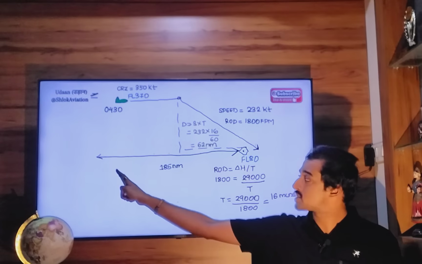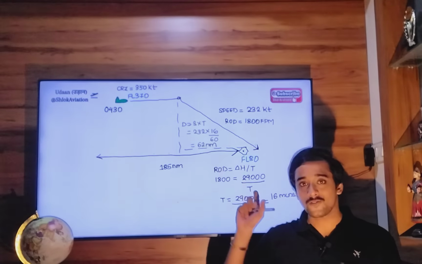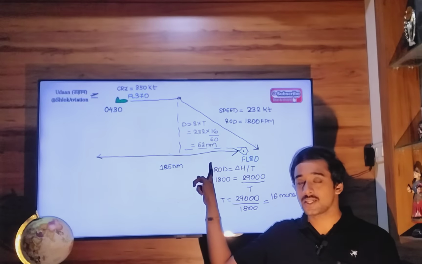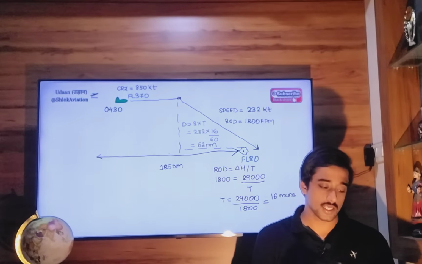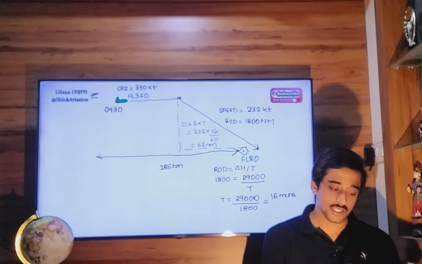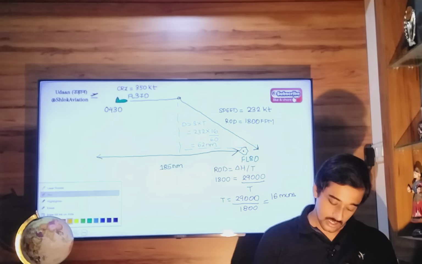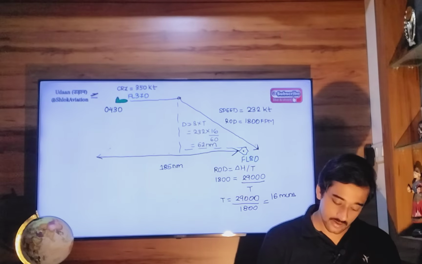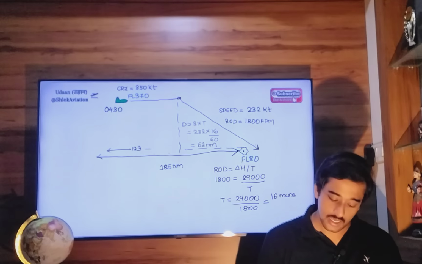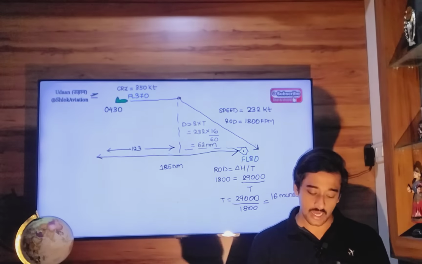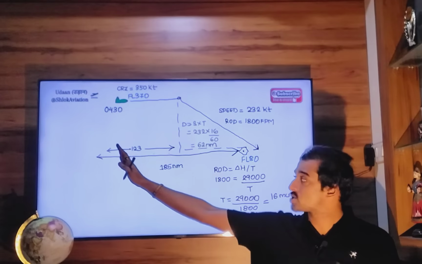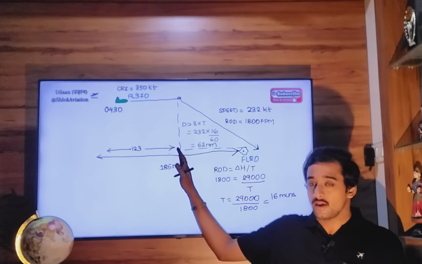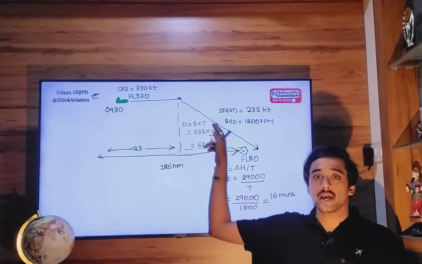Total horizontal distance is 185. Out of that 185, you are going to travel 62 miles in your descent. So what will be the remaining horizontal distance? 185 minus 62, that is 123. Correct? Now this is the distance you will have to travel straight and level, and after covering that distance, you will begin your descent.